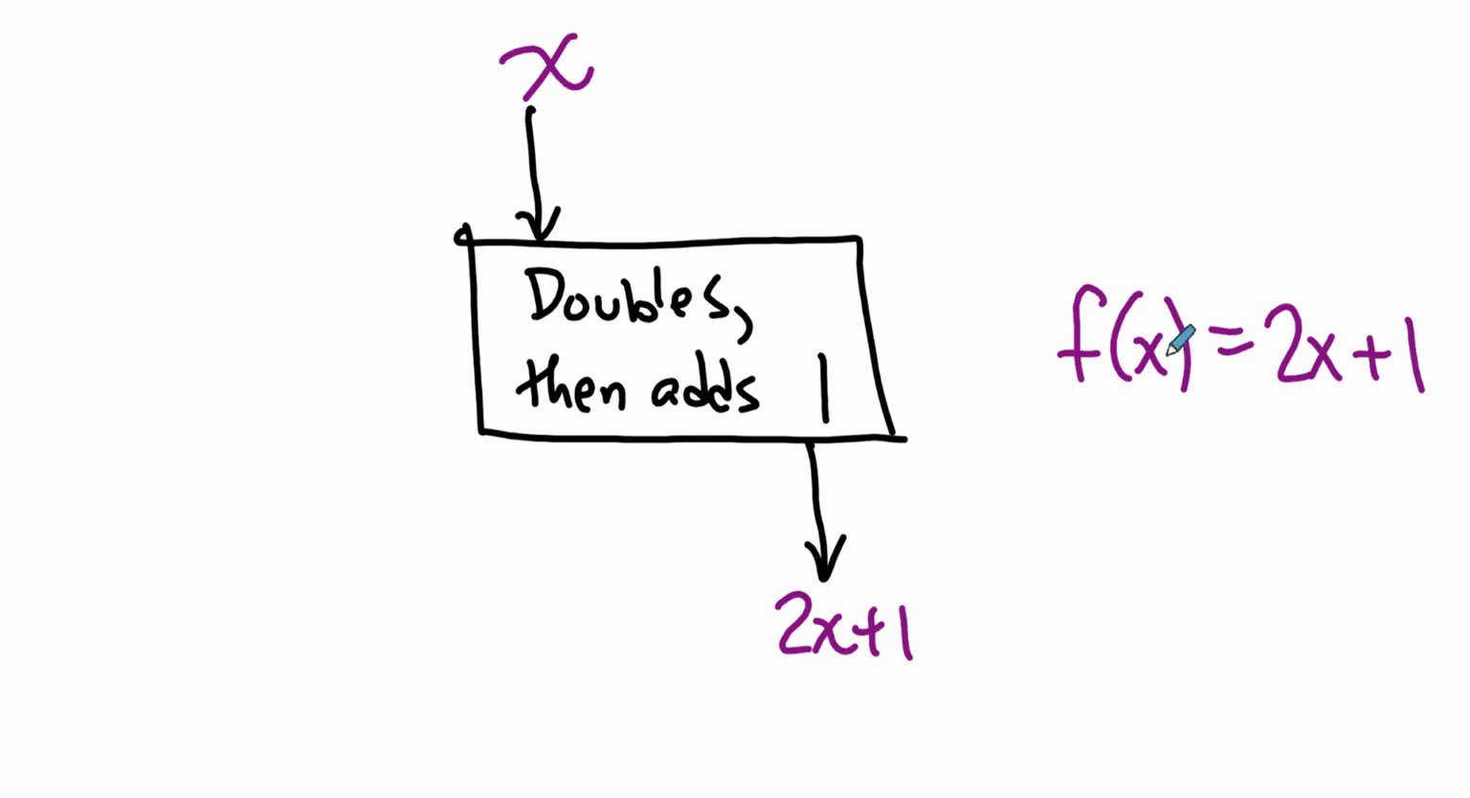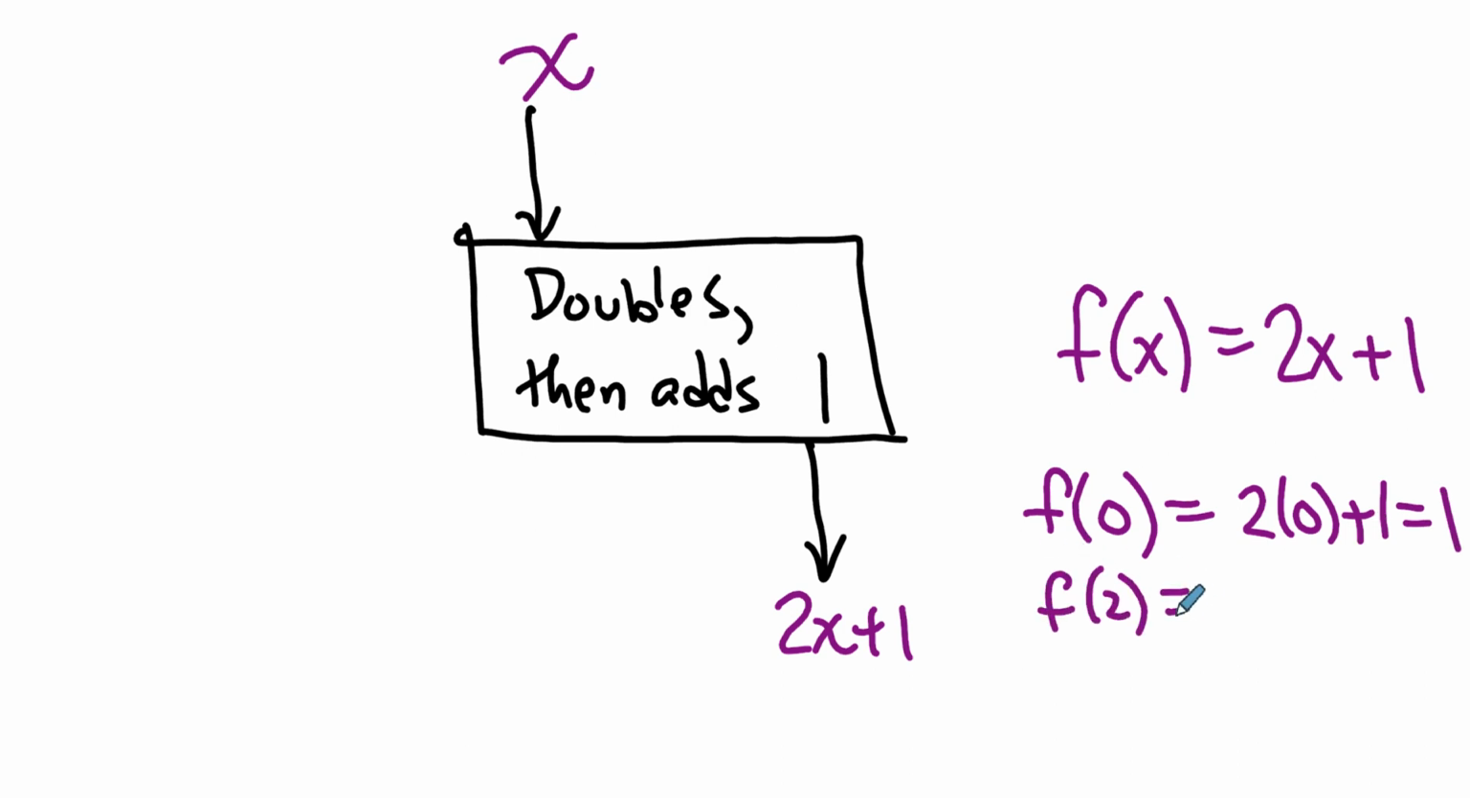And then we would say things like f of 0: if 0 is the input, then the output is 2 times 0 plus 1, that's 1. If 2 is the input, if 2 goes into the machine, then f of 2 is 2 times 2 plus 1. That's 5.